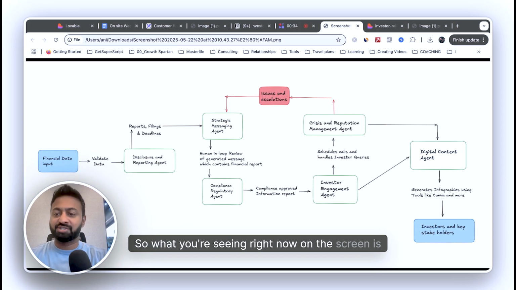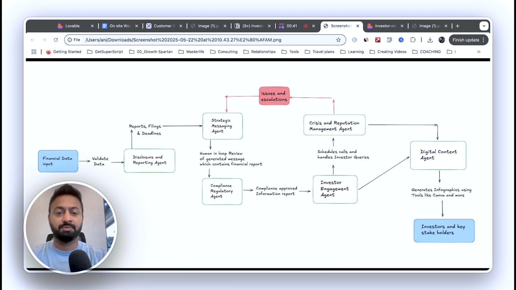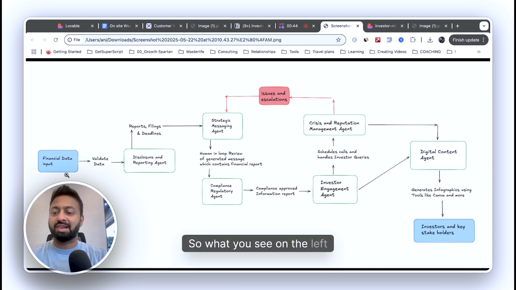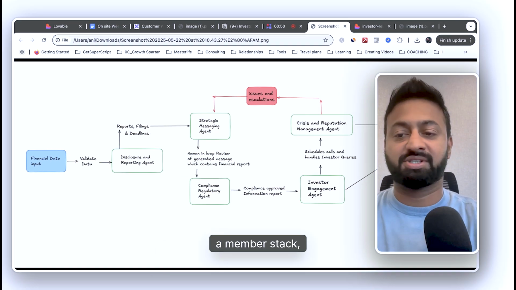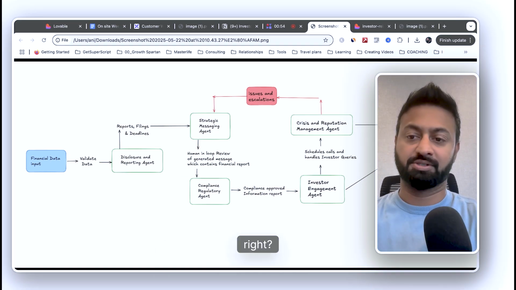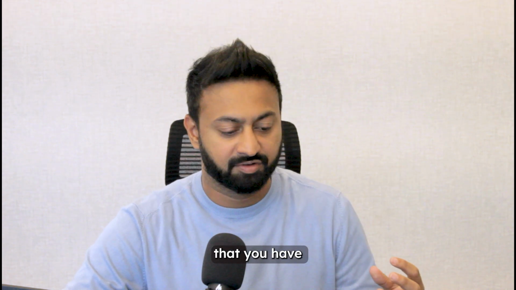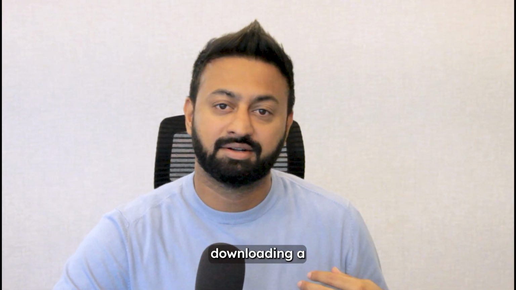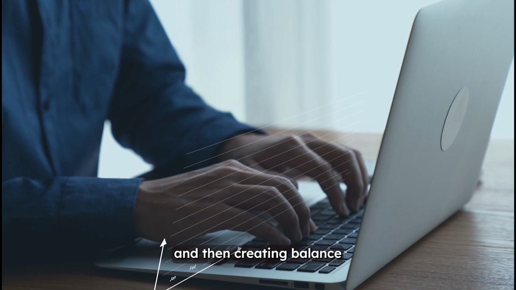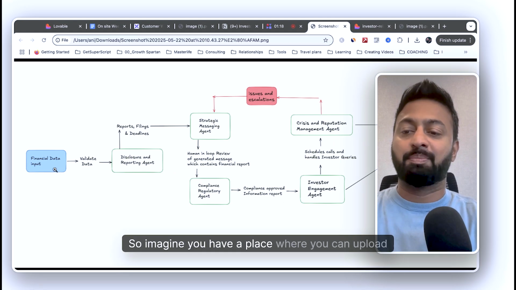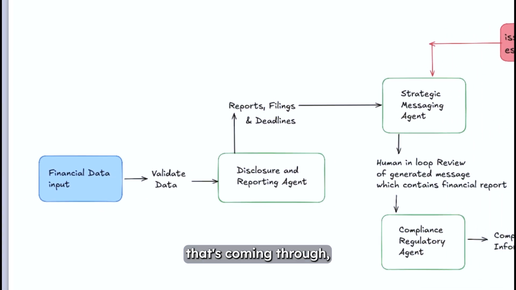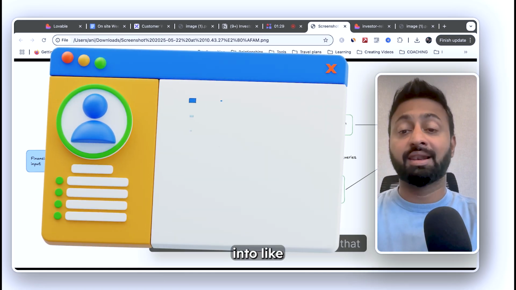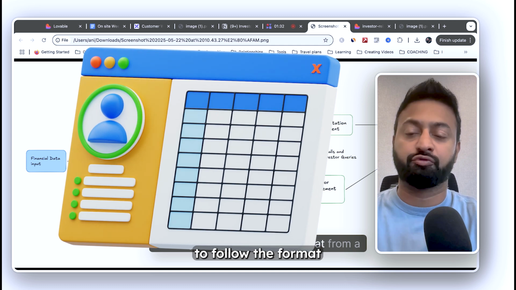What you're seeing right now on the screen is essentially a flow diagram of a set of agents and tools coming together to automate the entire workflow. On the left is the financial data input. Let's say you have data that sits within a member stack, Stripe, HubSpot, different tools. Sometimes people manually download a lot of that into Excel files and then create balance sheets and tables out of it. Imagine you have a place where you can upload all this data, and then a disclosure and reporting agent that validates all this data and converts it into really nice tables and Excel files that follow the format from a reporting standpoint.